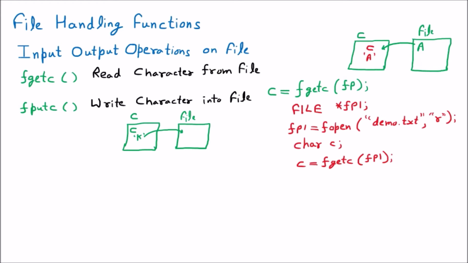And the syntax is almost the same, but there is one difference. We are going to write fputc. In the bracket we give the variable from which the character will come, let us suppose the variable is c, comma, file pointer. So here we are passing the file pointer.